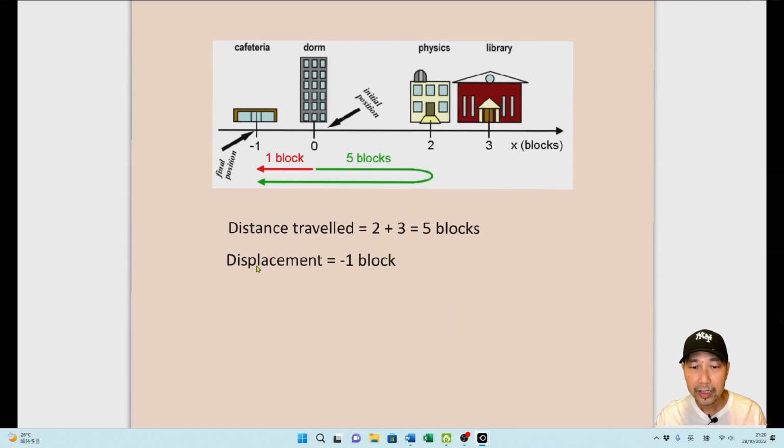In this diagram, the distance traveled is the sum of 2 and 3. We go to the right hand side for 2 blocks and then move to the left hand side for 3 blocks. So the total distance is 5 blocks. However, displacement refers to the shortest path, so the displacement is negative 1 block. So please pay attention that the negativity means the left hand side. Left hand side is negative and right hand side is positive.